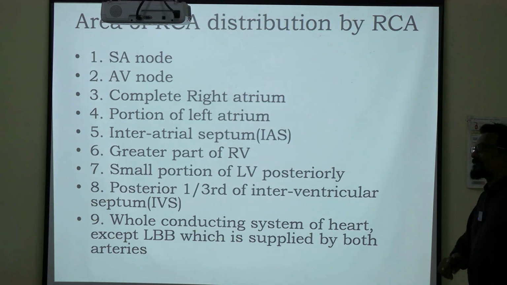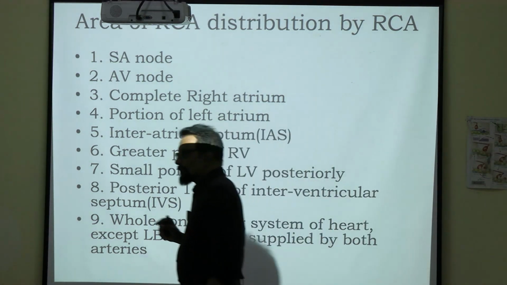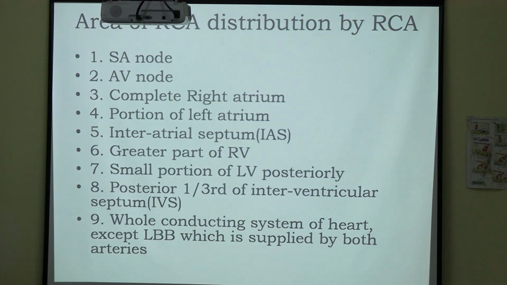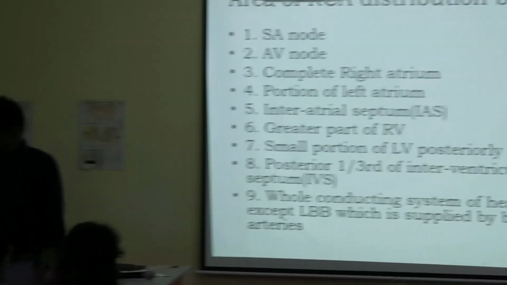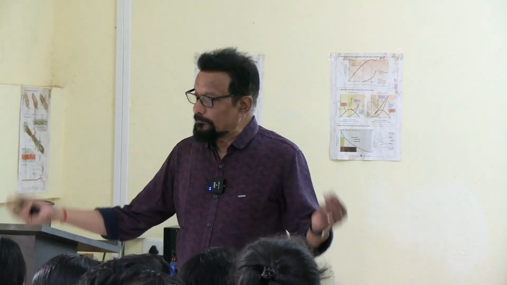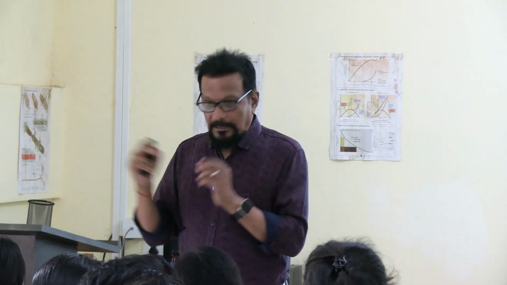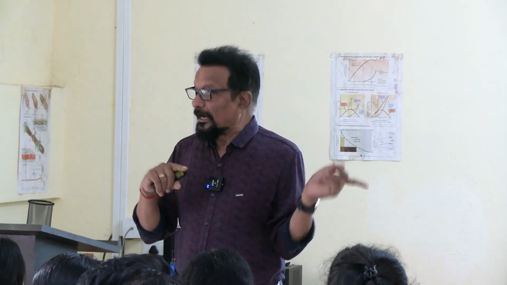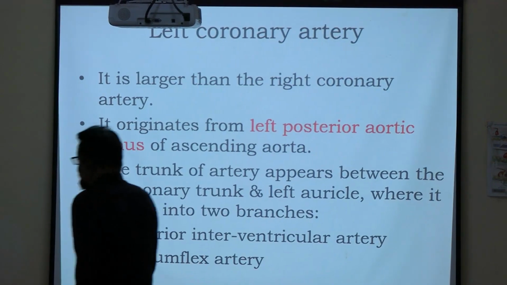And the whole conducting system: we have seen the SA node and AV node are already supplied by it. What are the other parts? Right bundle branch, left bundle branch, Purkinje fibers. These are the other conducting system, supplied mainly by the right coronary artery, except the left bundle branch, because the left bundle branch is supplied by both arteries. Is that clear to you? Right? Okay. Now let us look at the left coronary artery.